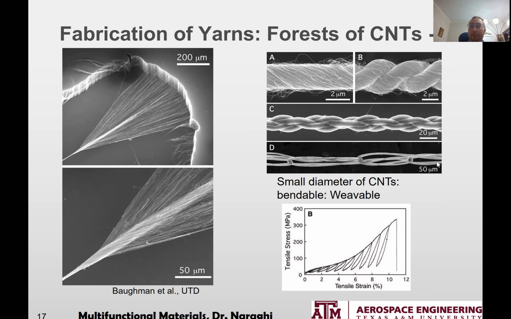When works like this were published, about the time I became a graduate student, a lot of the hope was that the strength of individual carbon nanotubes is very high, like 10, 20, 50 gigapascal. And the idea was that if I make a yarn like this, can I potentially translate that as strength in a larger scale? Can I make a yarn on a larger scale that has such high strength? Unfortunately, a lot of that hope didn't materialize.